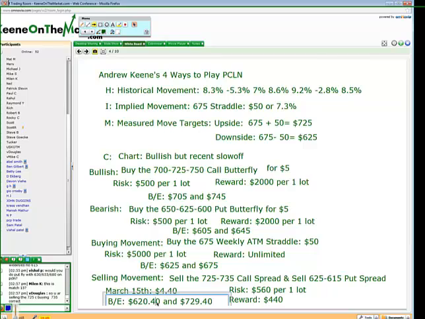If you guys have any questions for me, we are getting into the closing bell. These are all the trades. 4 ways to play Priceline for earnings.